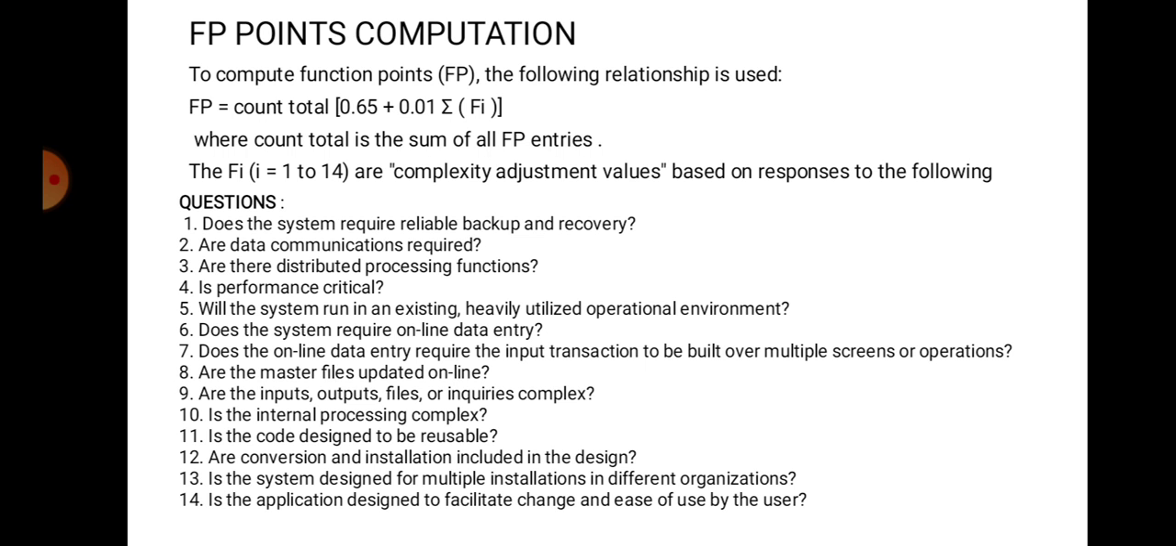While we are using the formula, error per FP or productivity is equal to FP per person month. Quality, how can we find the quality? By using the formula: quality is equal to number of faults per FP, or cost in dollars or rupees per FP. Documentation is found by using the page count per FP, and we can find the effort as FP per person month. Count total can be obtained using the following table.